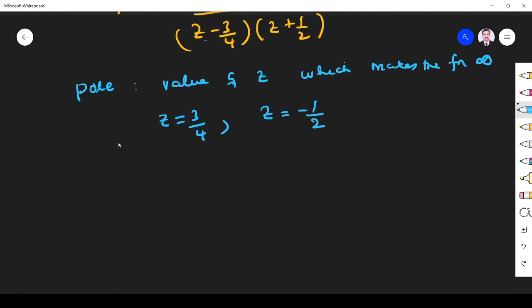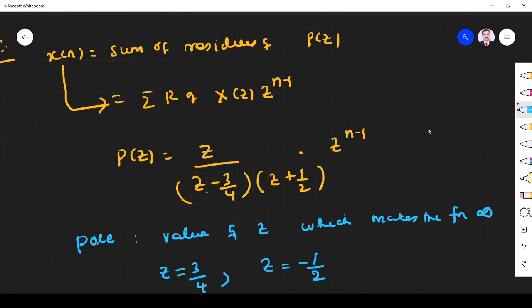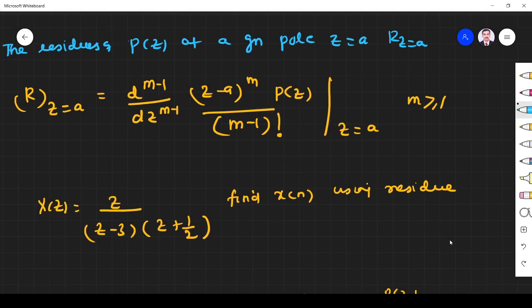First I find the residue at pole 1, that is z is equal to 3 by 4. What is the residue formula? The residue at a is equal to 3 by 4, and what is the m? m is equal to 1. Why? You see, the power is 1 here, it is first order.